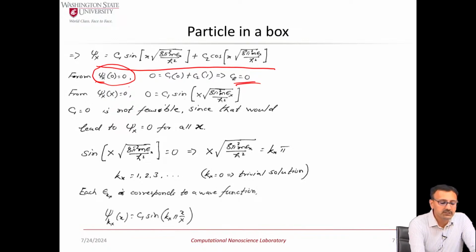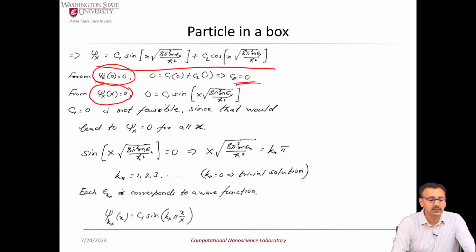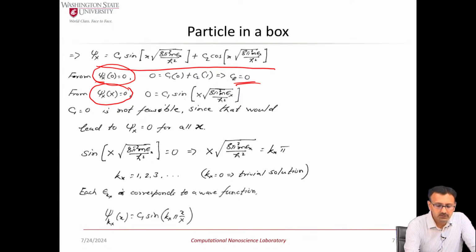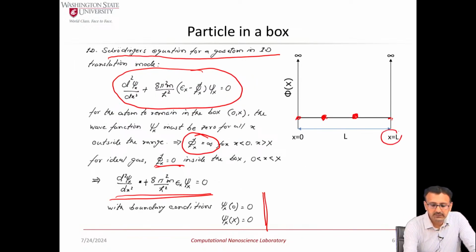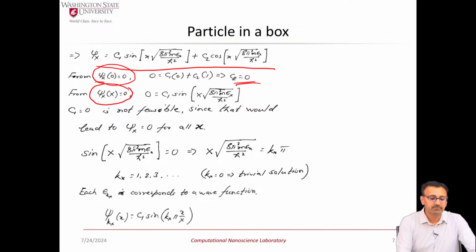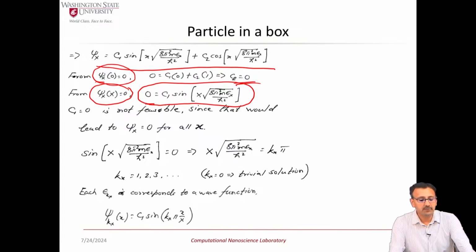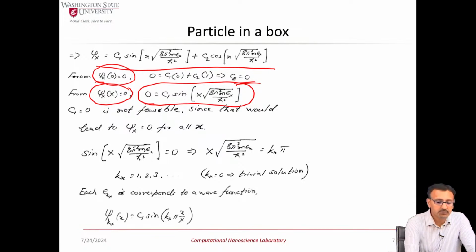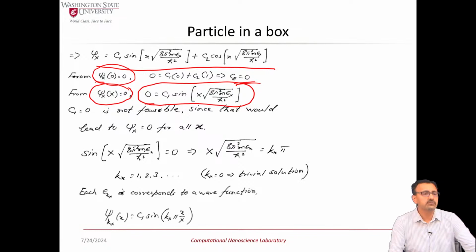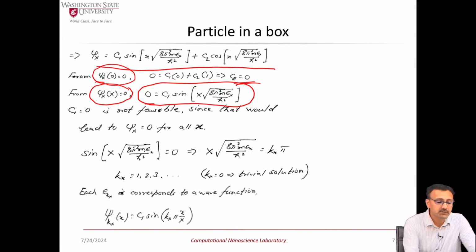Now, the other boundary condition is psi x at x equals L is 0. Even though I wrote L, let us say this is uppercase X, because in the solution I am using uppercase X as the dimension. If you do that, this is what you get from the boundary condition. Again, one trivial solution could be that C1 equals 0, but we do not want a trivial solution, because in that case the wave function will be 0 at all locations.